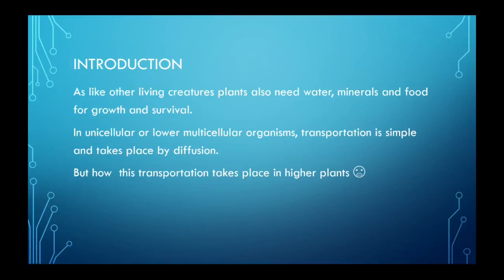But what about higher plants? What about the tallest trees like sequoias or redwoods? They are the tallest trees of the world. How does this water reach the top of these plants? Okay, so that we have to find out. Do you know what is the part of the plant which is responsible for absorption of water?